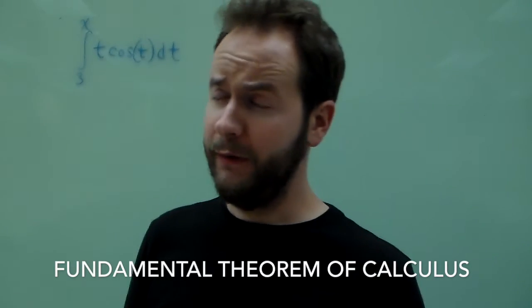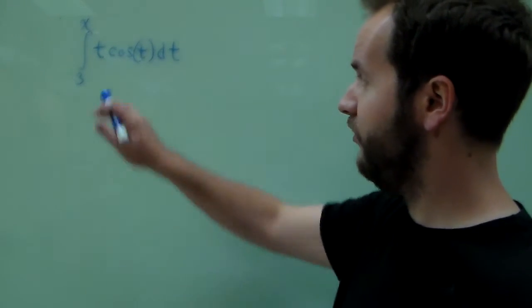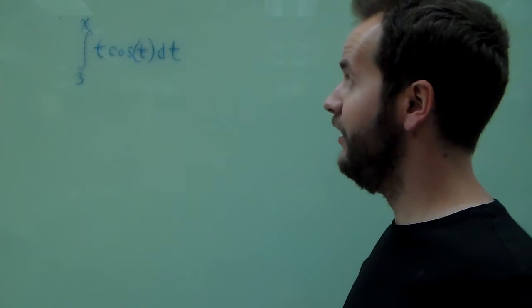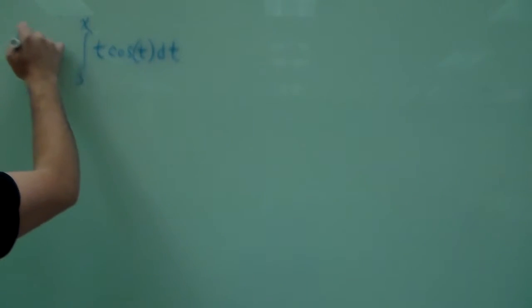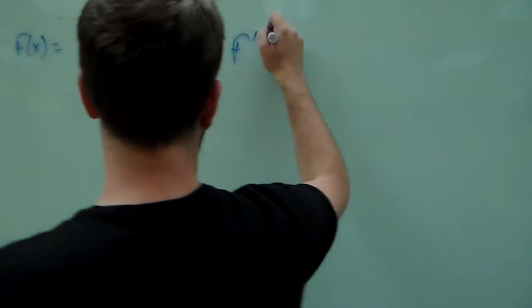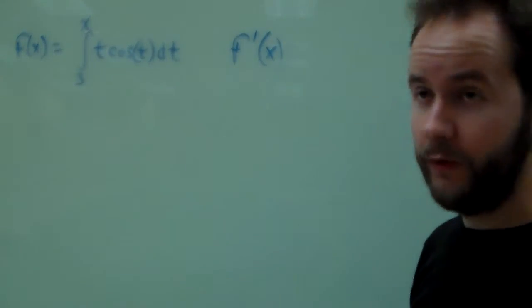All right, now we're dealing with the fundamental theorem of calculus. Here's what we have. We have some integral from 3 to x of t cosine of t dt. Now, if this is some function, we'll say f of x, and I want you to find f prime of x, all you need to do is the following step.